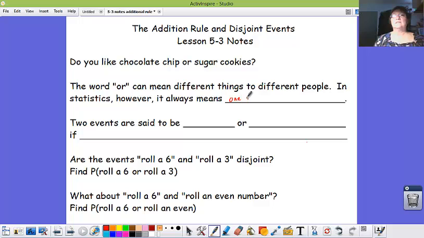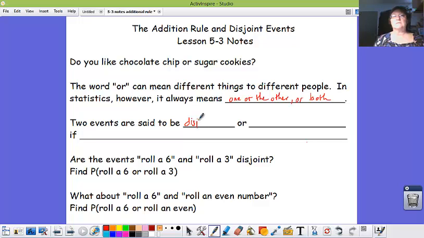One or the other, or both. So today we want to talk about probability situations where we're asking to have one or the other outcome, or maybe both. Right? Two events are said to be disjoint.